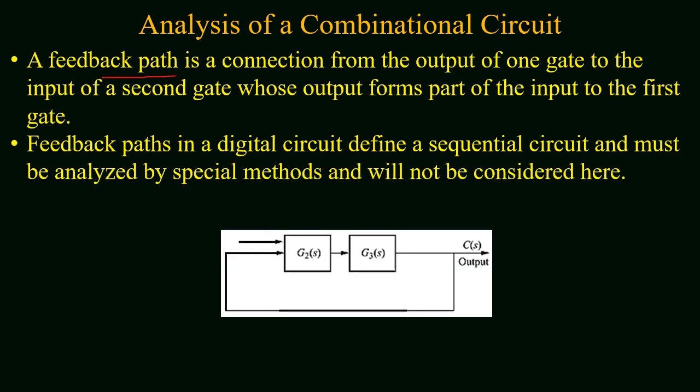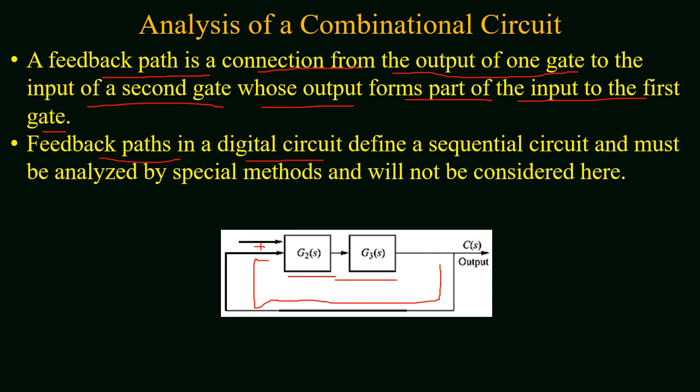Now, how will we check the given circuit for a feedback path? A feedback path is a connection from the output of one gate to the input of a second gate, whose output forms part of the input to the first gate. The feedback path is shown in the figure, like the output of G2 acts as an input to G3, where the output of G3 acts as a portion of input to G2. So this makes a feedback path. Now the feedback path in digital circuits defines a sequential circuit, and these circuits must be analyzed with special methods and will not be considered here.